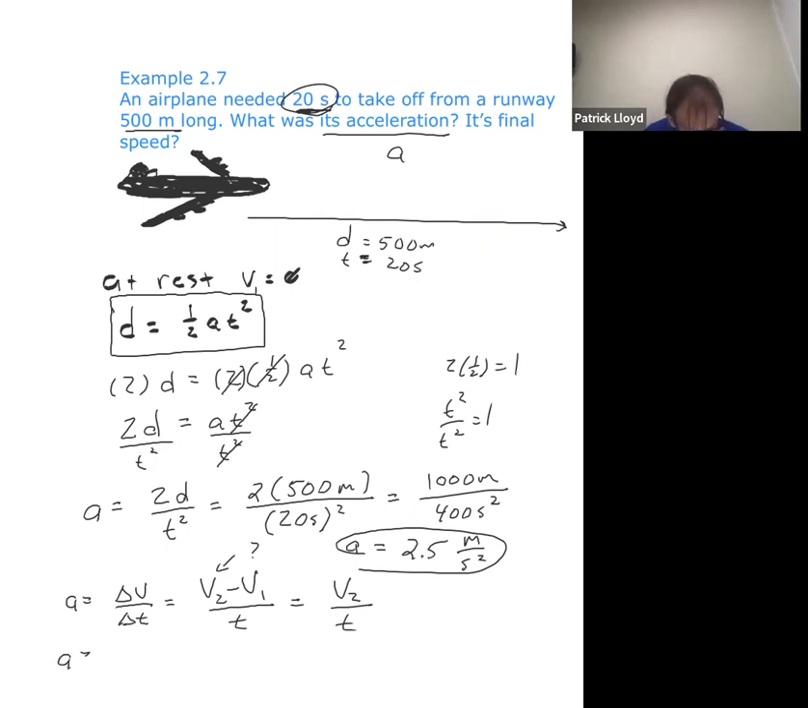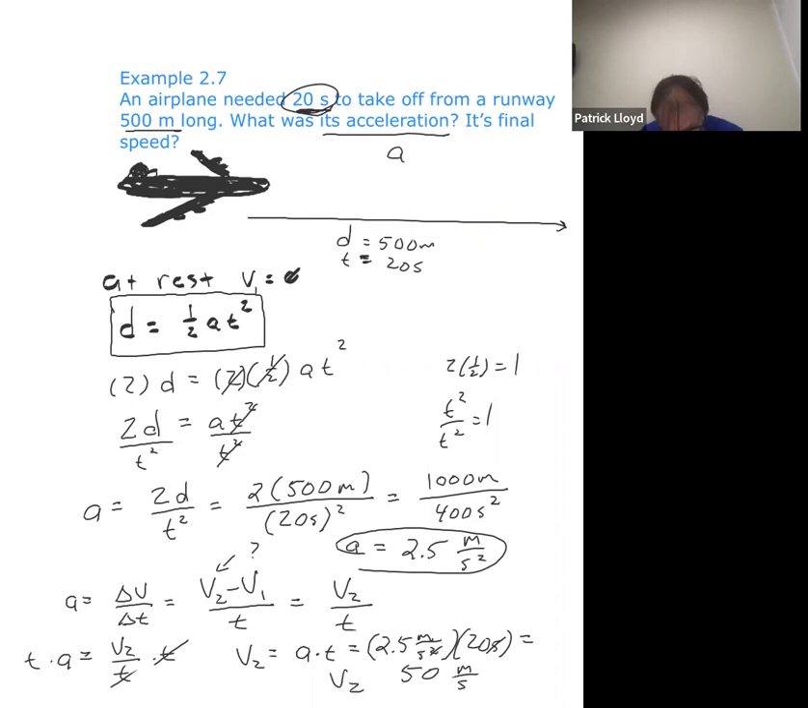So a equals v2 over t, multiply both sides by t. So t over t is 1, and that gives us v2. So v2 is t times a. Typically, people write it as a times t. And that would be 2.5 meters per second squared times 20 seconds to the first power. Getting a little ahead of myself there. Okay, so that would be 50. We lose one of the seconds in the denominator, and we just have meters per second, right? So there's your final velocity. When it takes off, it's moving about 50 meters per second, which is about 110, 120 miles an hour.